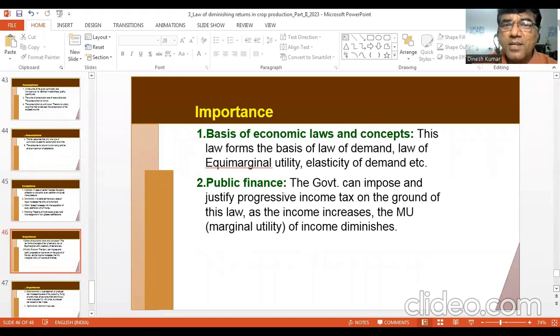Basis of economic laws and concepts. Now coming to the importance. This is a fundamental law, and it is the basis of several economic laws and concepts. This law forms the basis of the law of demand, the law of equimarginal utility, and elasticity of demand. In public finance, it has utility. The government can impose and justify progressive income tax on the ground of this law. As income increases, the marginal utility of income decreases. So it is justified that rich people should be asked for more taxes.